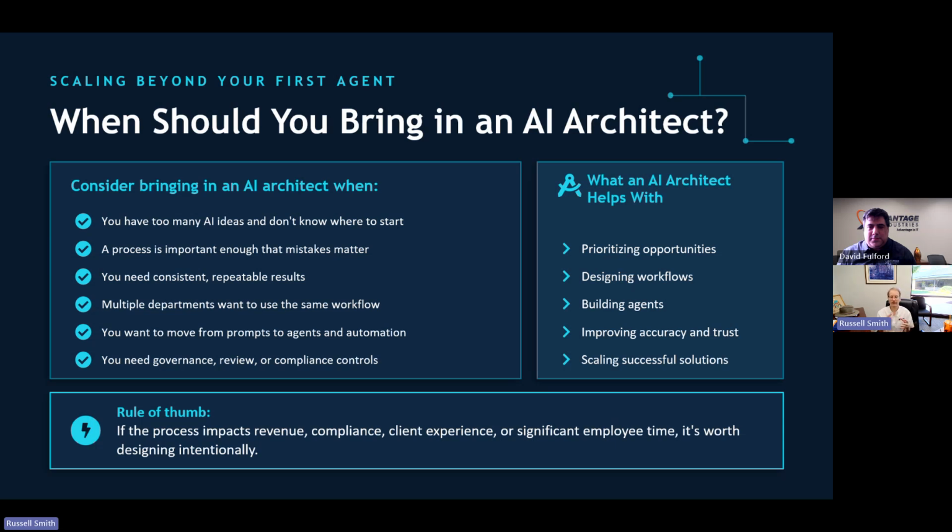Process is very important. Mistakes matter. This is a critical production thing. This is tax stuff. That's where you want to pull in an architect who will help you, just as we saw David do, build those systems into the agent that correct for and detect errors. Consistent, repeatable results. Again, we can bring in that dev experience. Multiple departments getting the agent out.